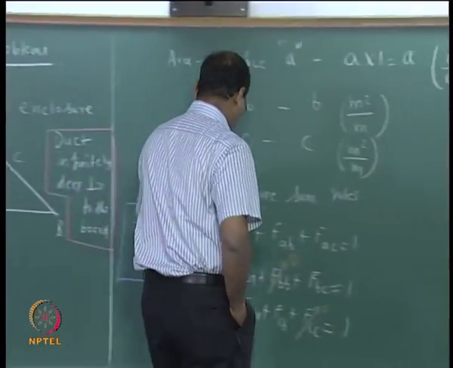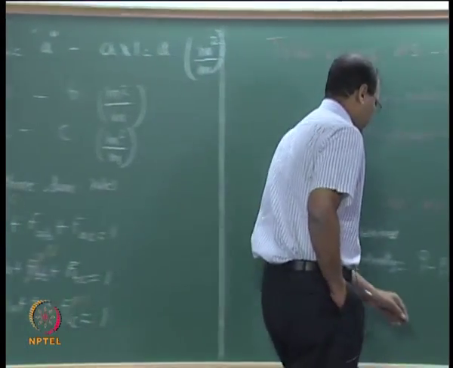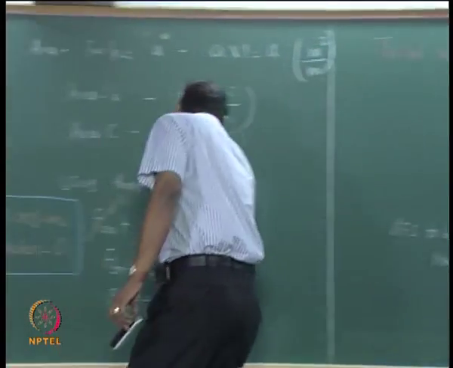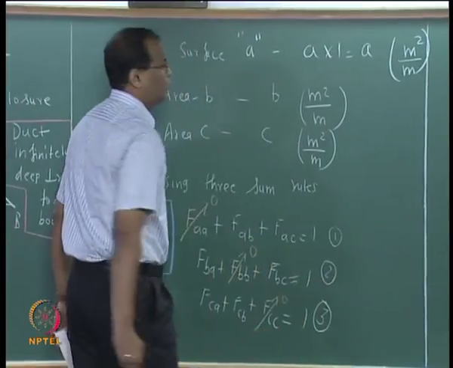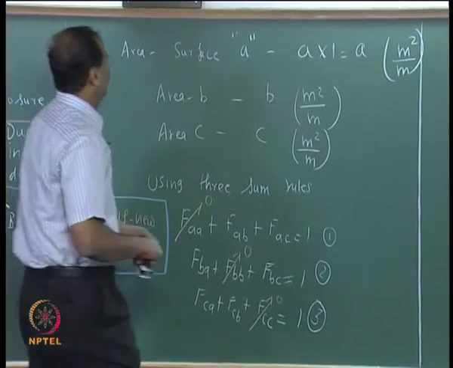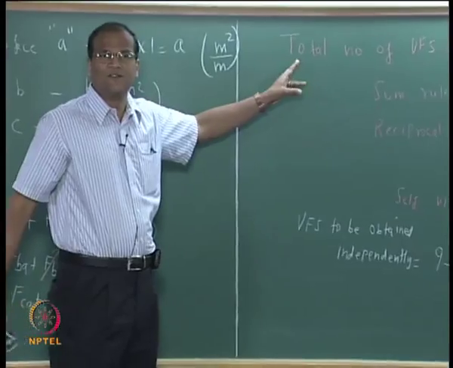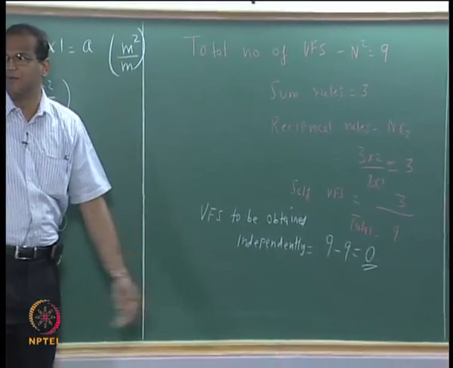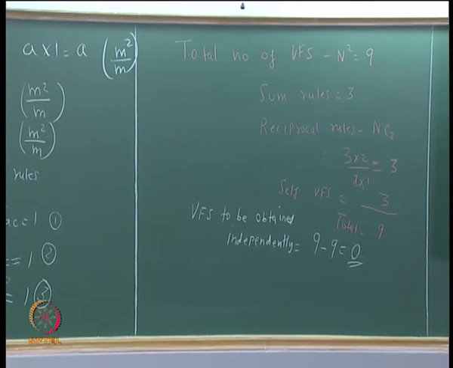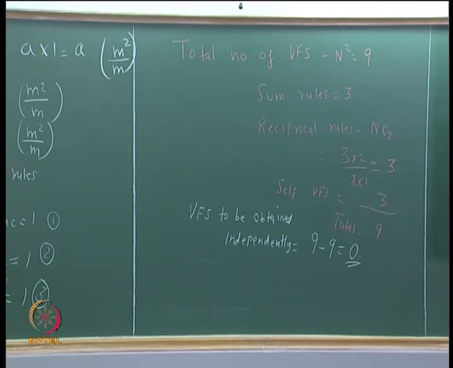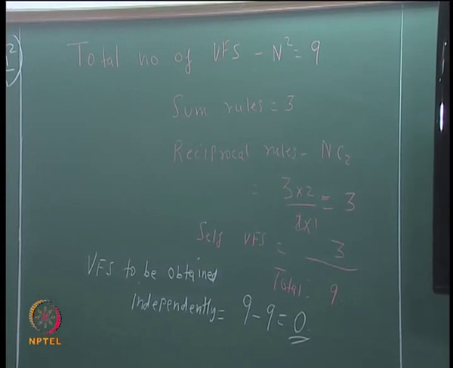Now we are at this stage. You can call this as 1, 2, 3. In fact, you can start with this as the preamble to the problem. You can start off the problem by saying how many view factors are there in total, how many sum rules, how many view factor relations are available for you to exploit. So, that is 9, n square, minus, and finally we arrive at a number 0. Therefore, integration formula is not required.